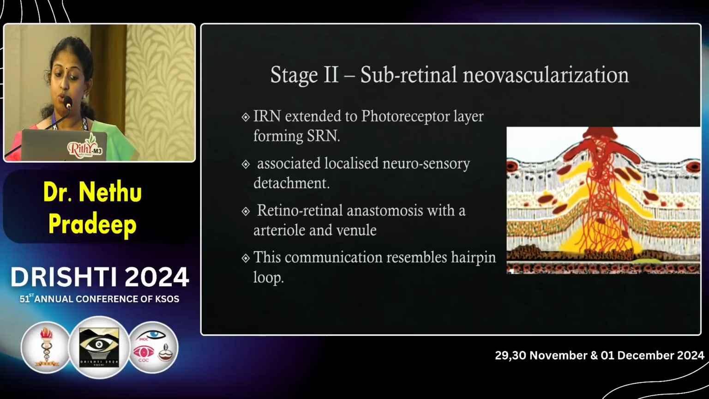In stage 2, this neovascularization extends to the photoreceptor layer, forming a subretinal neovascular network, and it is associated with neurosensory detachment. Retinoretinal anastomosis with a draining arteriole and venule can be seen, and this communication resembles a hairpin loop.